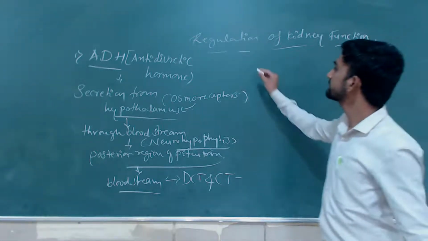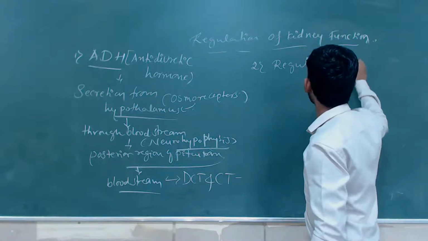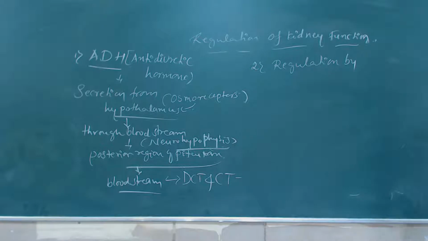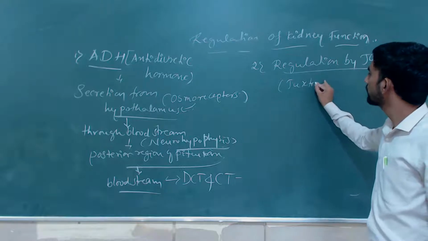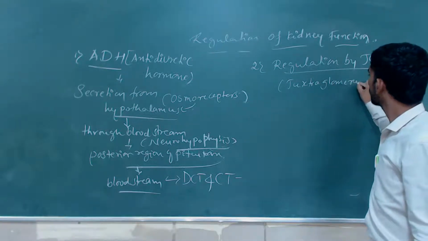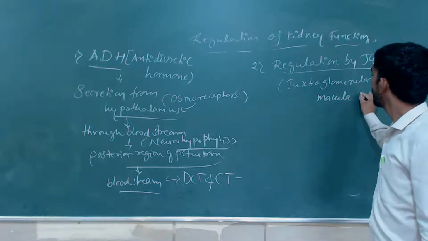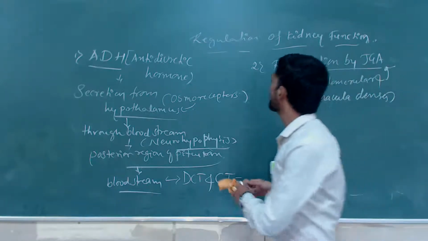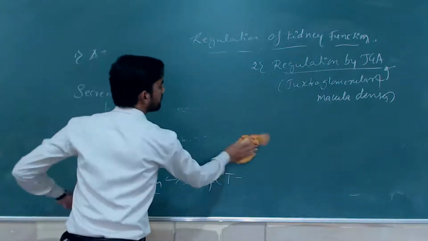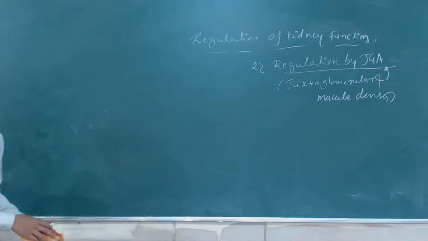You write it down. The second one is regulation or control by the JGA. Very interesting, this one. Why JGA? The JGA together is the juxtaglomerular and macula densa cells. So how are the macula densa cells helpful? In that same macula densa region, you will find other specialized cells called Lacis cells.